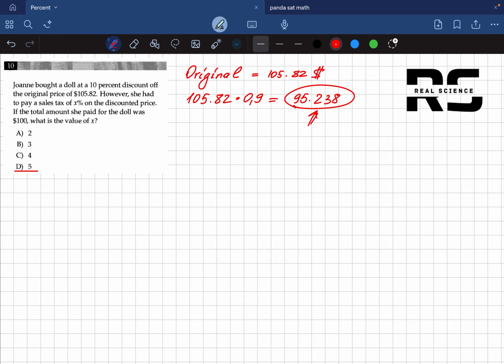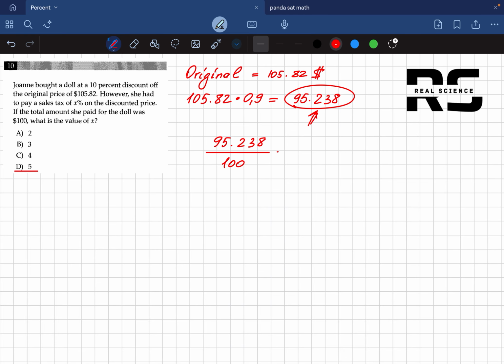So that's how much she bought it for, and then only after she bought it at a discounted price, she had to pay a sales tax of X%, meaning that, do you know what a tax is basically? This is the money that you pay to the government for buying something. This is usually in most countries like 3%, 2%. Well, I'm not sure, of course, it depends on where you live. So let's just calculate it like this. It was 95.238, but after she paid X%, it became $100.